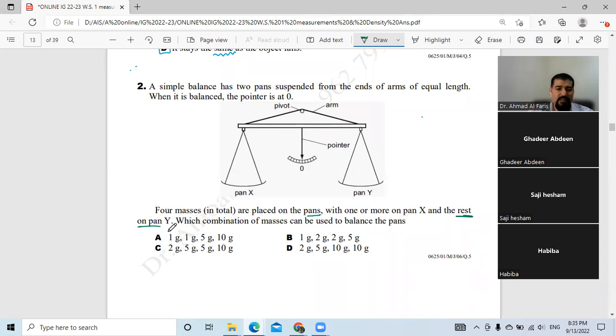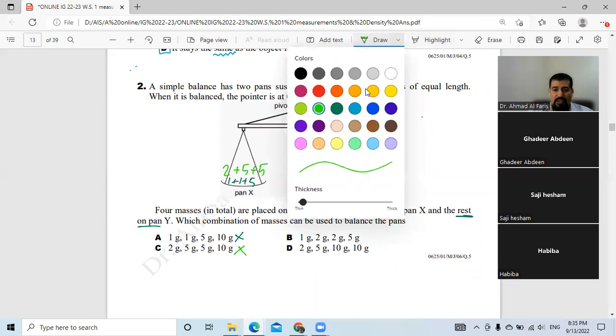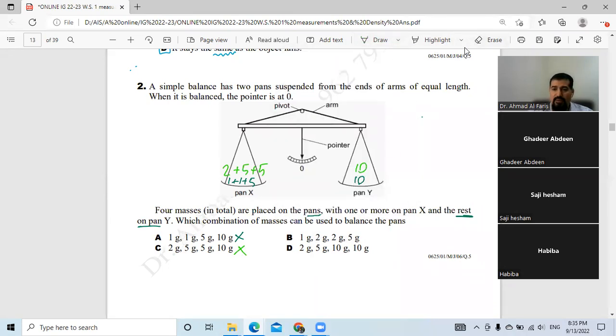Let's check. Can we put here 1 plus 1 plus 5, which can be balanced with 10? No. 1 plus 1 plus 5 is 7. It can't be balanced with 10, so this is not correct. Can we do, for example, 2 plus 5 plus 5, and we put here 10? So this is also not correct. If we check the others, we can find the correct answer, and it's easy. It doesn't take that much time from you.